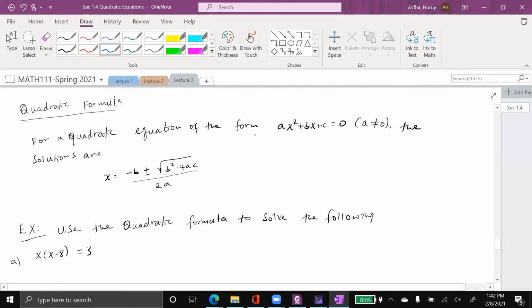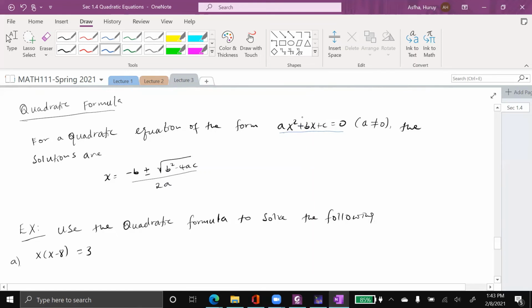So if you have a quadratic equation in the form ax squared plus bx plus c, where a is different from 0, then the solutions are given by this: negative b, where b is the middle number, plus or minus the square root of b squared minus 4ac, all over 2a. Okay, so here they are all positive, we have plus plus. But they could be negative, so you have to be careful here.